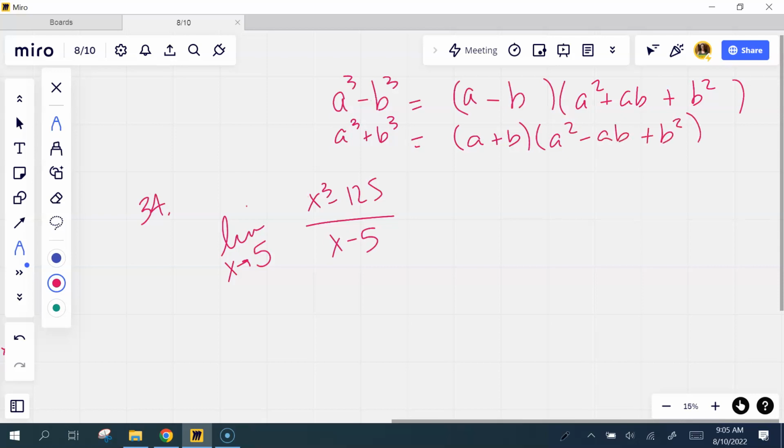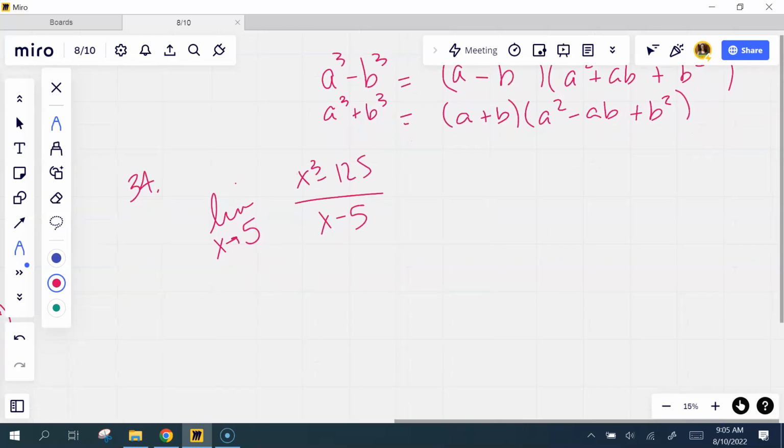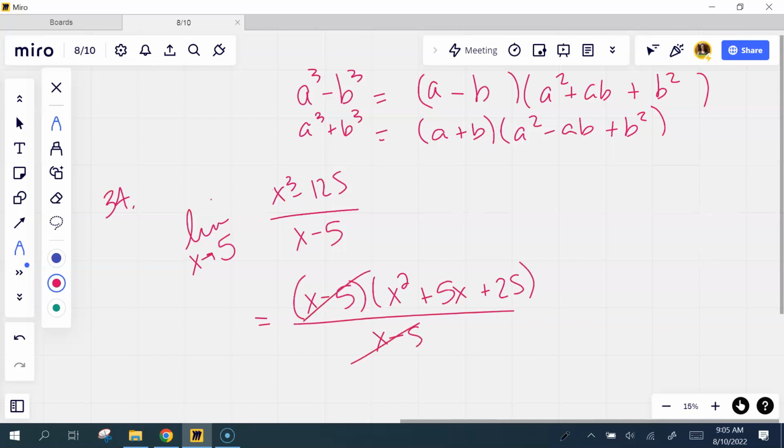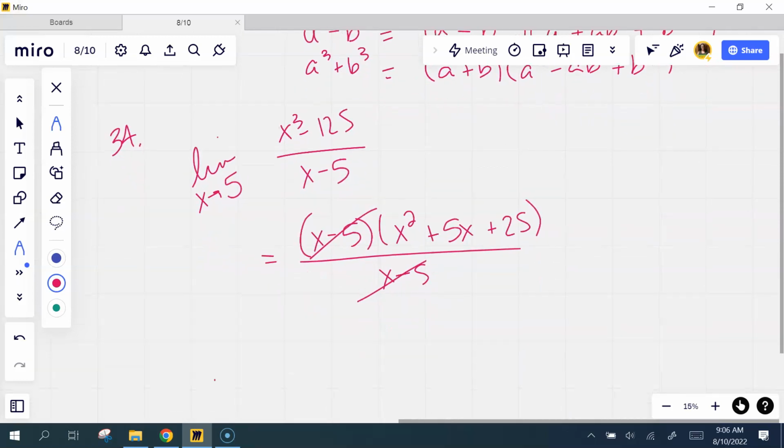Still same change plus, if you forgot that one. So up top, I can factor this. I'm going to try to plug the hole if I can. X minus 5 times x squared plus 5x plus 25. The hole has been plugged. So now it is the limit as I go to 5 of x squared plus 5x plus 25.